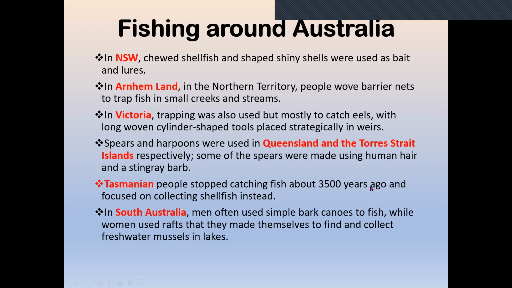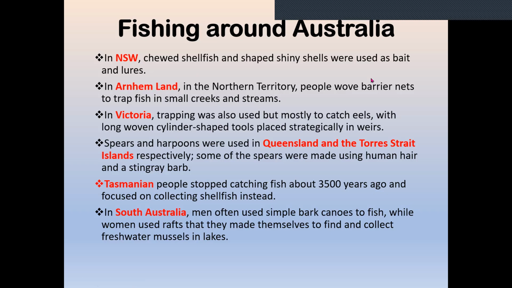And around Australia, I found this information about what they did with fish. So with shellfish, they chewed the shellfish, and the shiny shells were used as bait. I'm not a fish person in any way, but a lot of the lures that today's fishing people use are shiny, where they move around in the water and pick up the sun and so on. They did it then in Arnhem Land and in the territory.